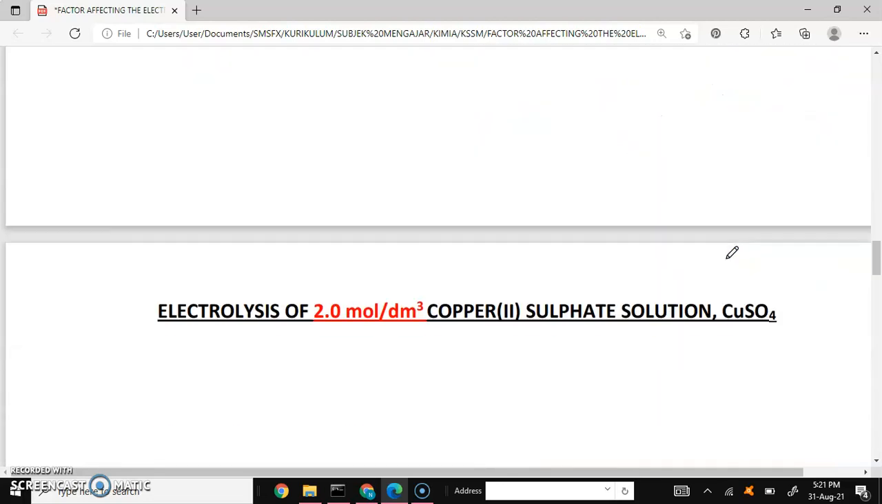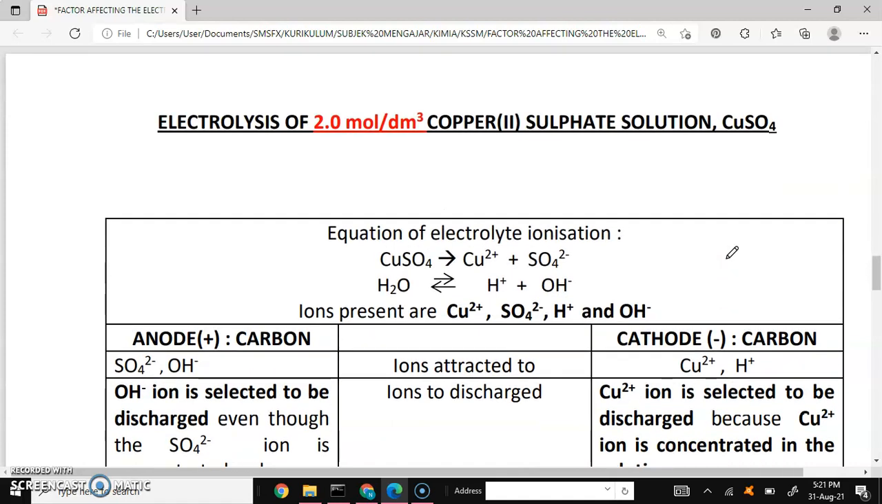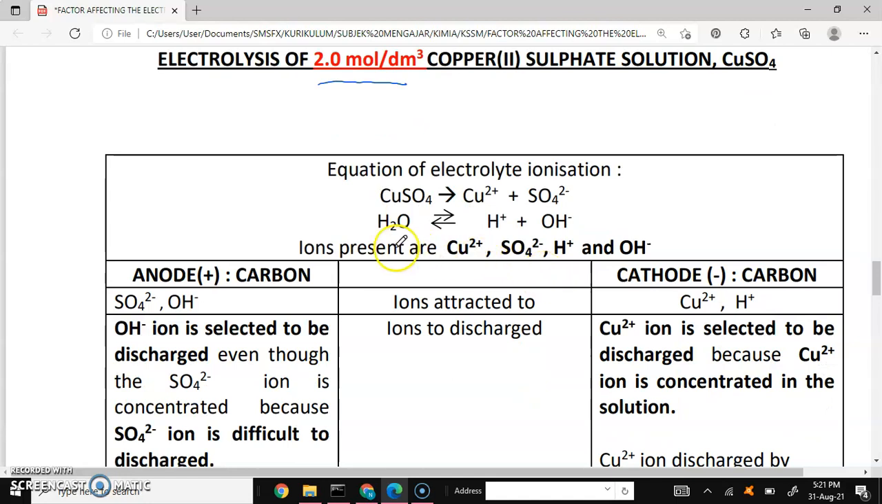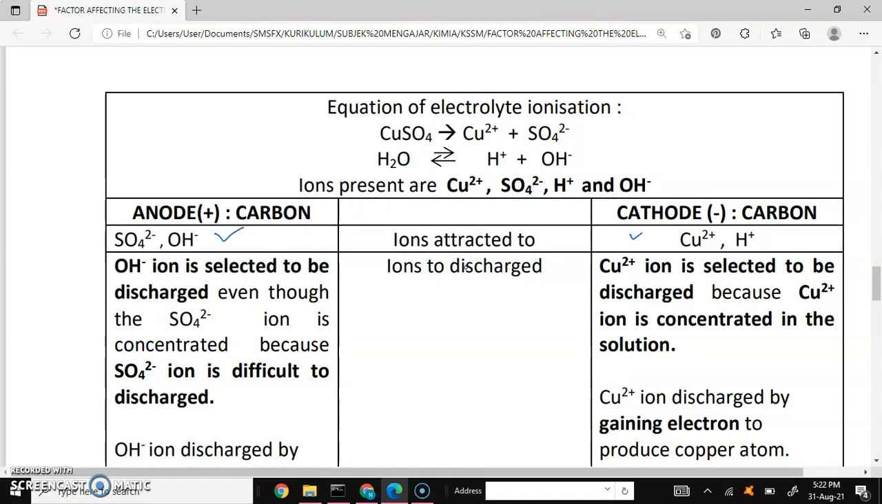Okay, for example, tengok satu contoh electrolytic cell. We use 2.0 mol per decimeter cube copper sulfate solution. Okay, bermaksud ini pekat ya. Ataupun kadang-kadang soalan dia tak letak molarity, dia letak concentrated. Maksud itu adalah pekat. So macam biasa, we write the ionization equation for the electrolyte. So the ions present are Cu2+, sulfate ion, hydrogen ion and hydroxide ion. So the ions attracted to the anode are anions, attracted to the cathode are cation.